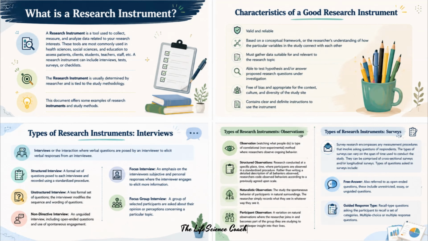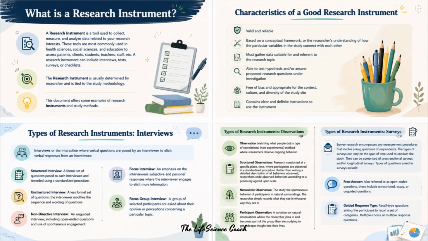Types of research instruments. 1. Interviews. Interviews involve verbal questioning by the researcher to obtain responses from participants. Types of interview: structured interview, fixed and standardized questions for all participants. Unstructured interview, flexible questions, interviewer can change wording and sequence. Non-directive interview, open-ended and informal discussion. Focused interview, concentrates on personal experiences and detailed responses. Focus group interview, discussion with a group about a particular topic.